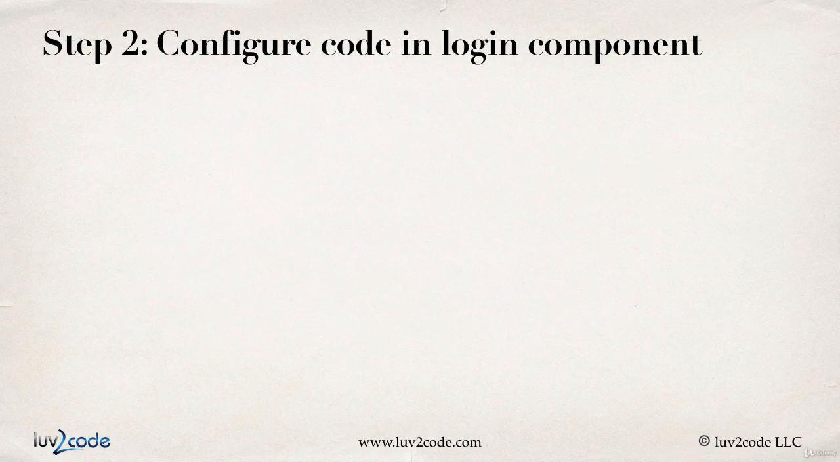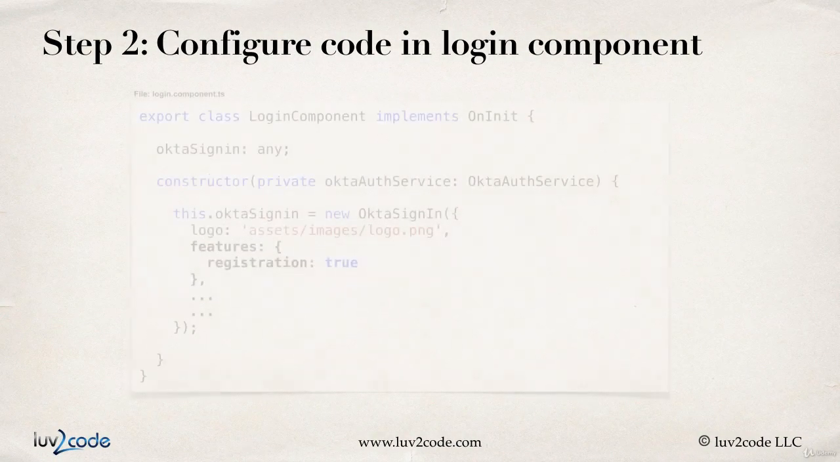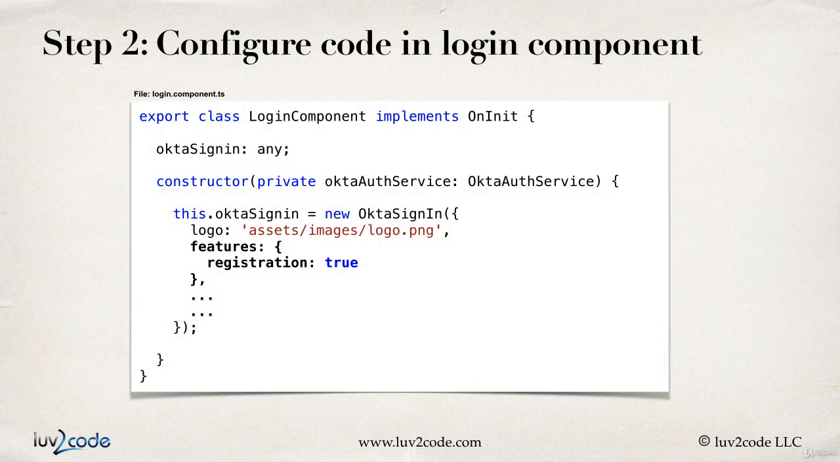Alrighty, step two of configuring the code in the login component. When we create our Okta sign-in inside of the constructor, we simply give this new item here. We make use of features, registration true. So this will allow us to have that actual item there on the login widget, or we can have the actual sign up or registration link.